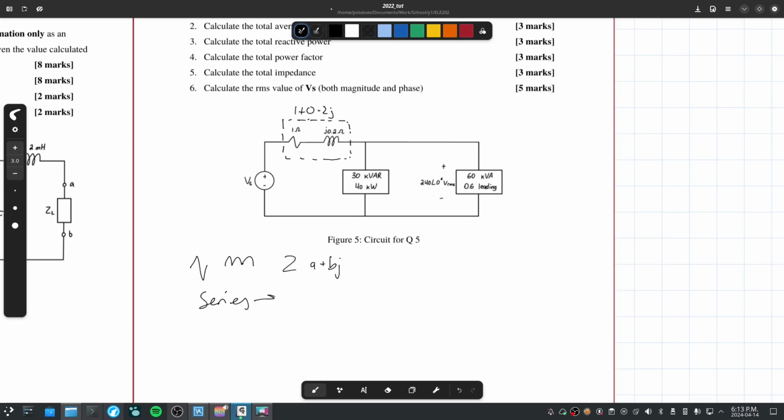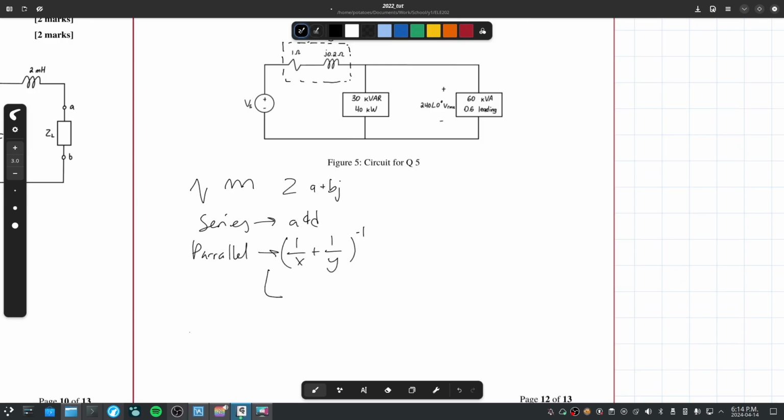Series, add. Parallel, you flip that around, or you do this annoying thing, which is the same thing if you're confused, as xy over x plus y. These two are the same. Capacitors, flip this around. So series, you do that, and parallel, you add.